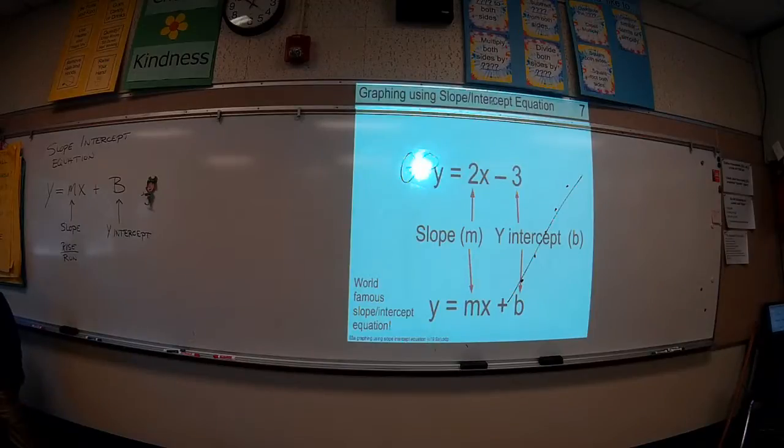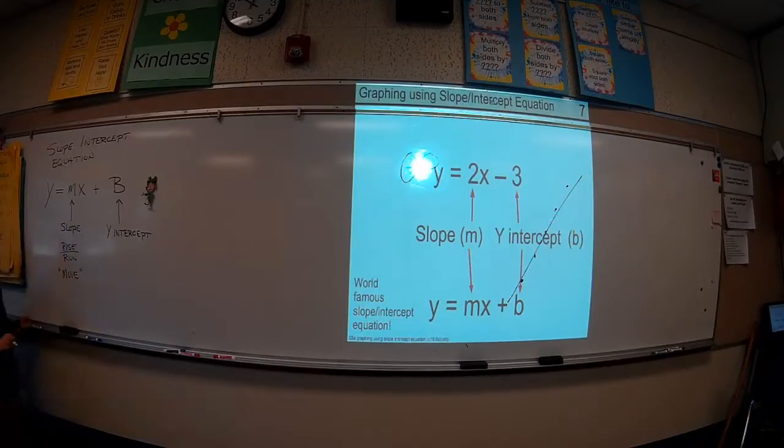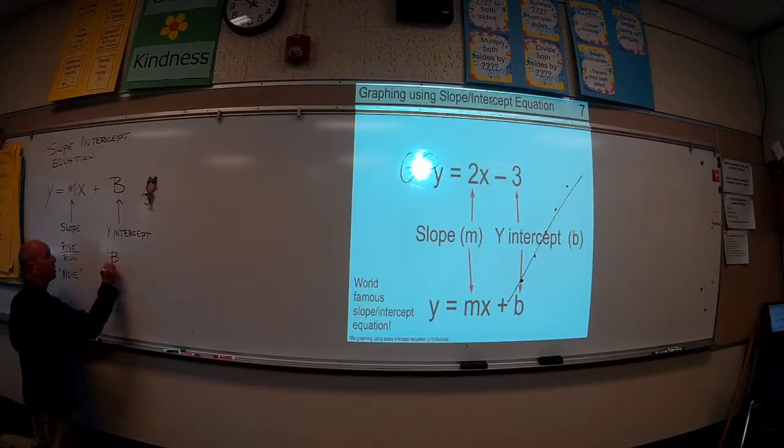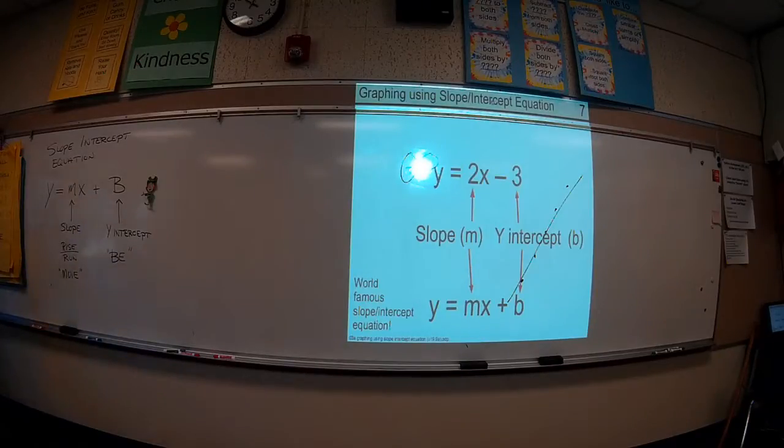Liam actually understands that a little bit better. But here's also what he understands. M is move. The M tells Liam how to move. The B tells Liam where to be. It's going to make sense. So M is move, B is be for Liam the leprechaun.